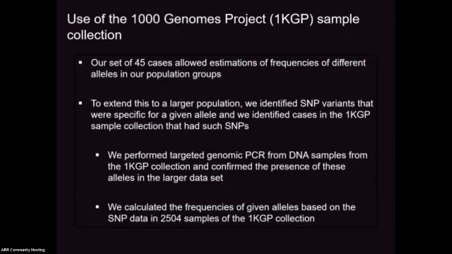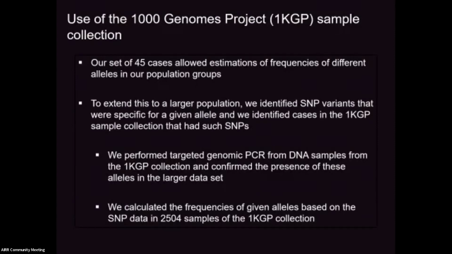So we did that. We could identify from the 1,000 Genomes sample collection donors that had the potential alleles we were interested in. We went into those samples, PCR amplified them, Sanger sequenced them, and confirmed that the alleles were there. And then we calculated the frequencies of the given alleles based on SNP data in 2,504 samples from the 1,000 Genomes Project collection. And this allowed us to confirm our population frequencies.